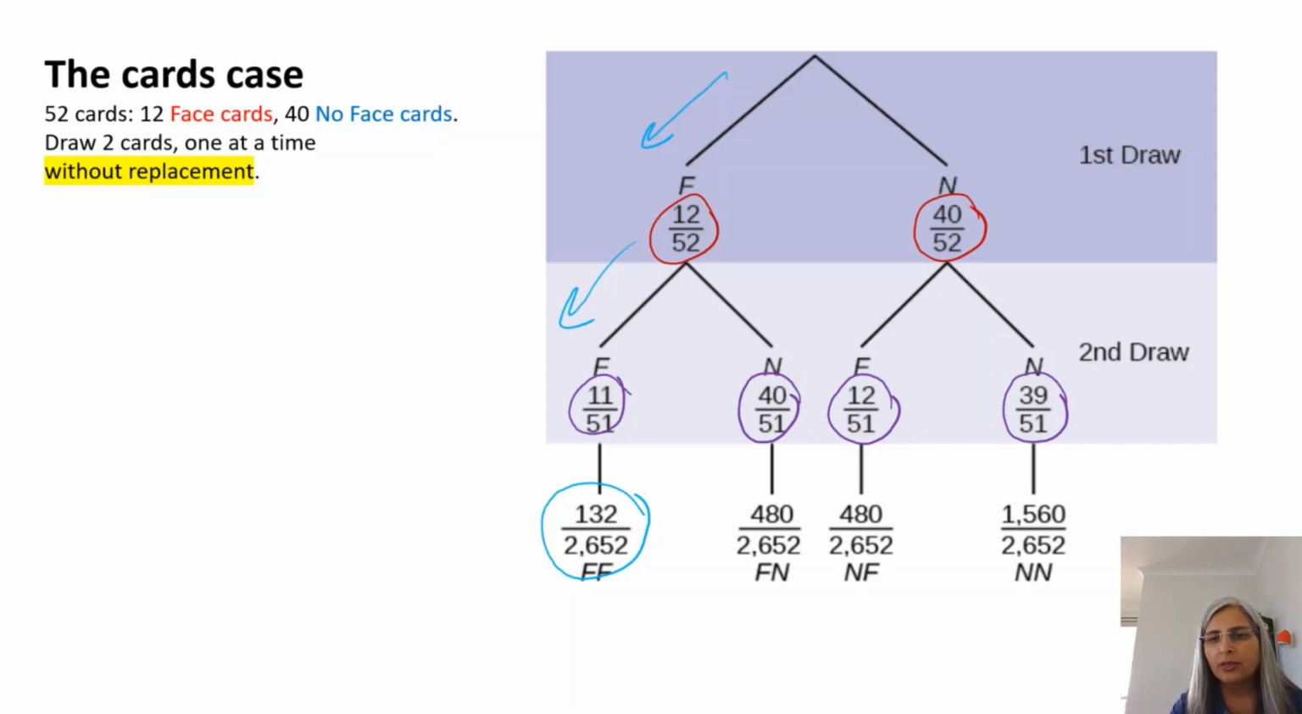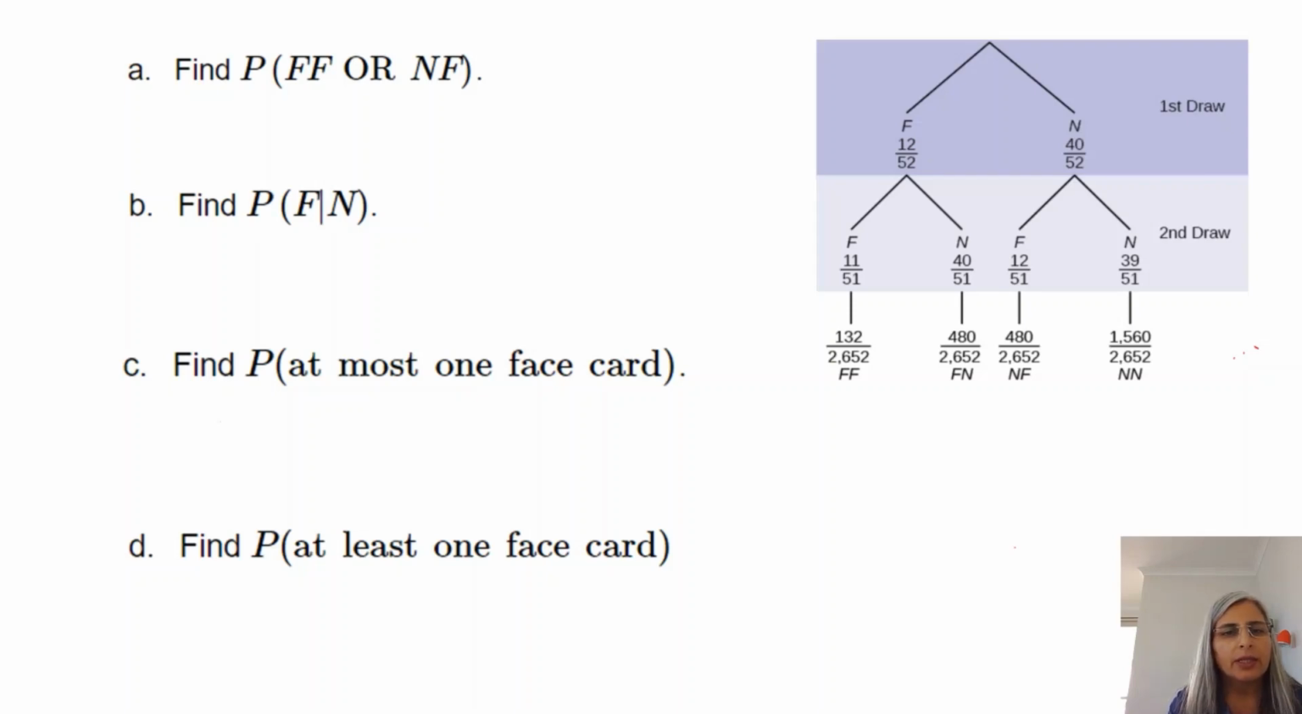We move on to answering questions now. In part A, we find the probability of an FF case or an NF case, which means that we want a combination of both cards to be face cards, which is this case, or we want the probability of an NF case, which is this case. So the probability could be either 132 out of 2652, or it could be 480 out of 2652.